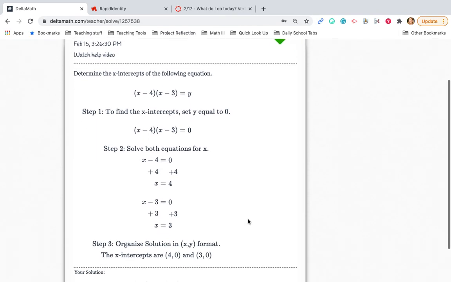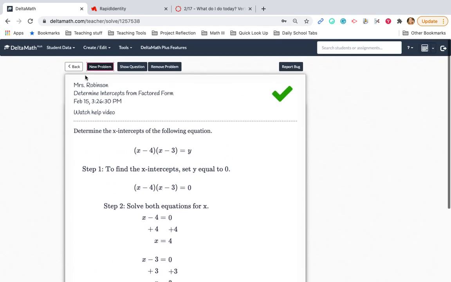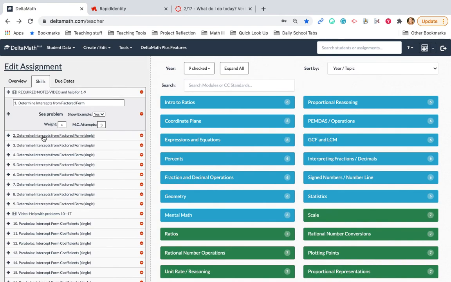Okay? So again, same exact steps. To find the x-intercept, set y equal to 0, solve both the equations, and organize them in XY format. So 4, 0 and 3, 0. Okay? And next I'm going to move on to 2.